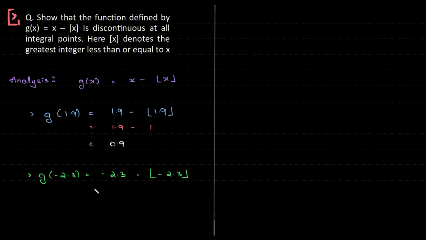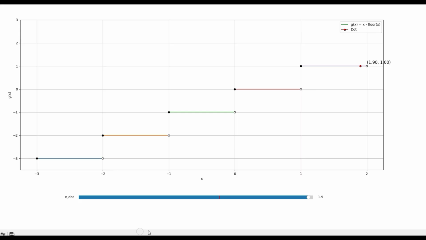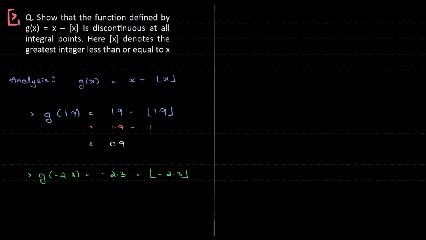Now, what is the floor of minus 2.3? First thing is, we have to look for where minus 2.3 is. It's between -3 and -2. The lowest integer is -3, so the floor is -3. Even though it's nearer to -2, my output is -3 itself. Please understand this, because if you understand this, then the answer makes sense. If not, it won't make sense. So this is clearly 0.7.